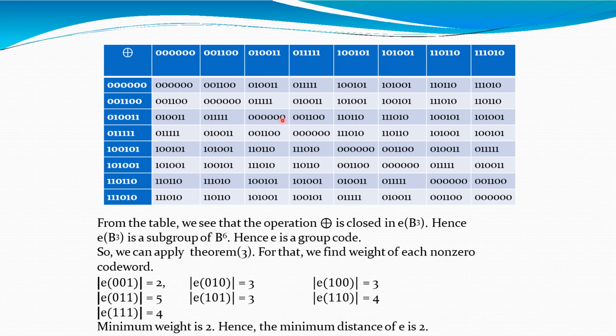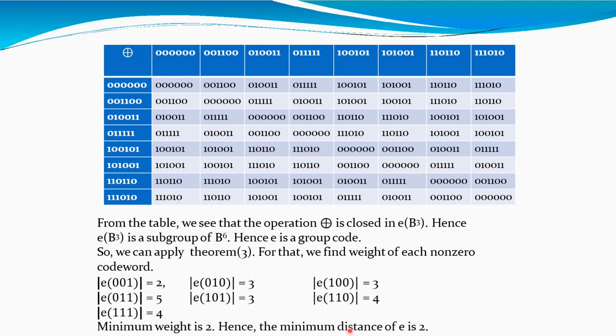Now observe all the elements. So for x, y belonging to E of B3, x ring sum y is again in E of B3, and so ring sum is closed in E of B3. That means E is a group code. So to find the minimum distance of that encoding function, we just find the weight of each non-zero code word. Now this is the first, E of 001. As there are two ones, the weight is 2. So in this way, calculate the weight of each non-zero code word. Now the minimum is 2, and hence the minimum distance of that encoding function is 2.